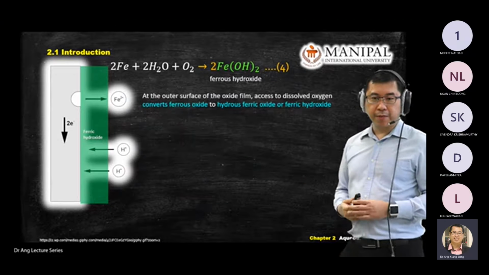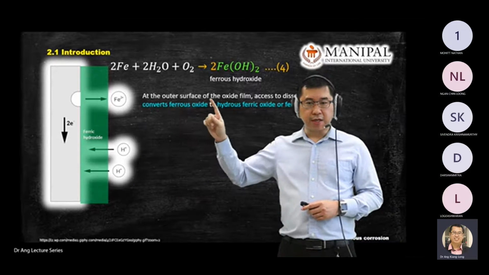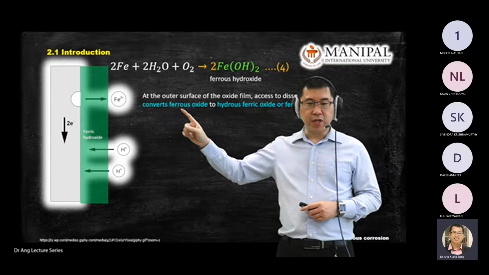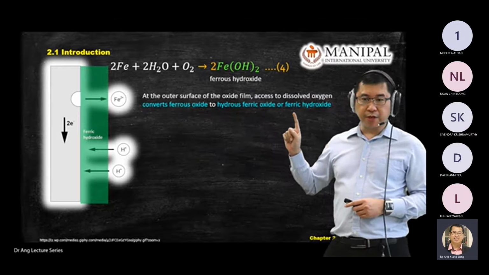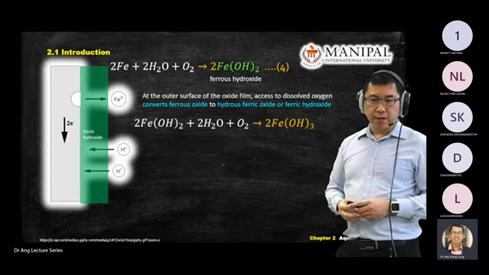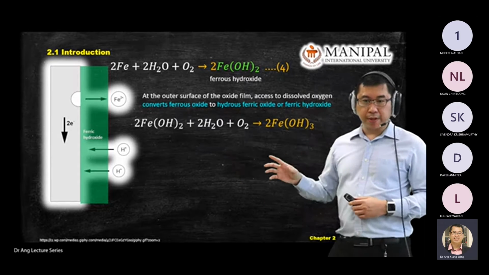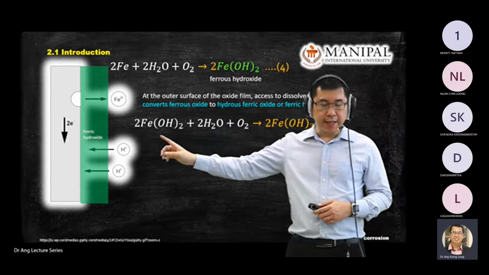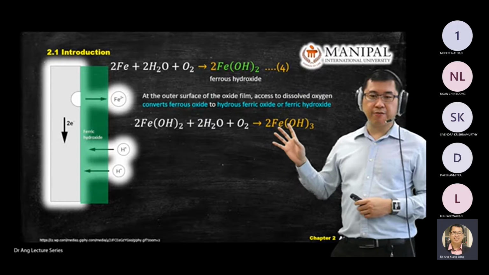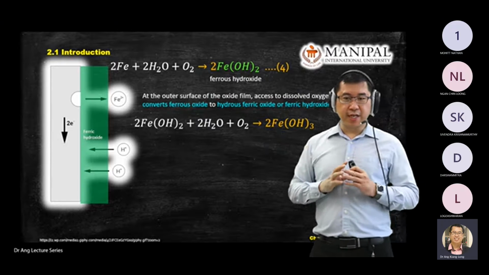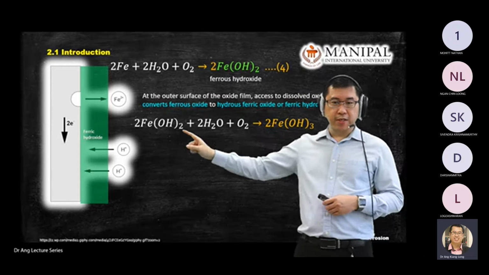Now, sometimes you will see ferrous oxide, FeO, convert to ferric oxide or ferric hydroxide. So this is another process that could happen at the corrosion site, and normally you will see this if the corrosion site was left for a long period. You will have this process, right?